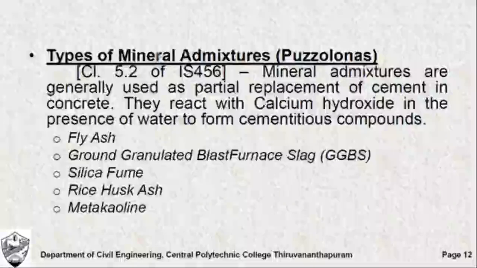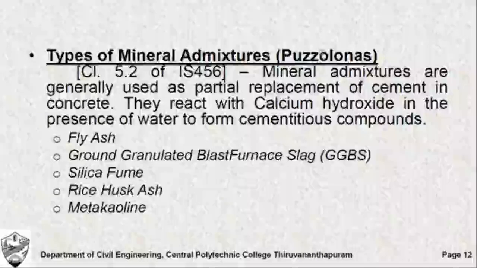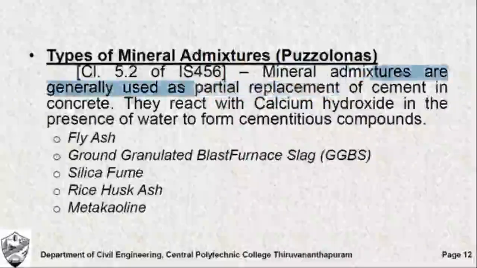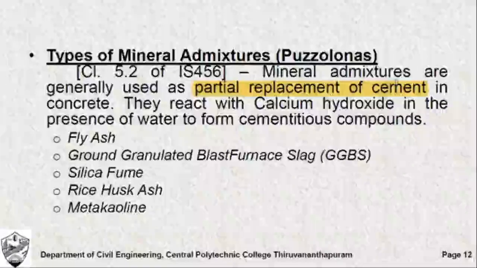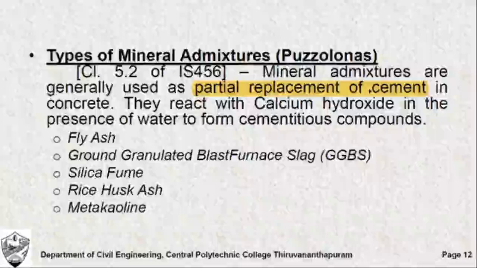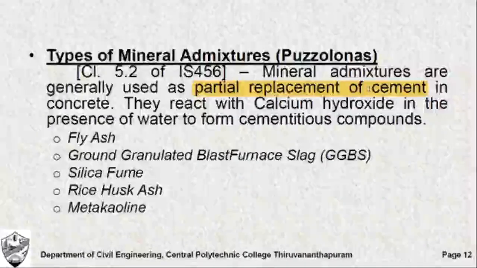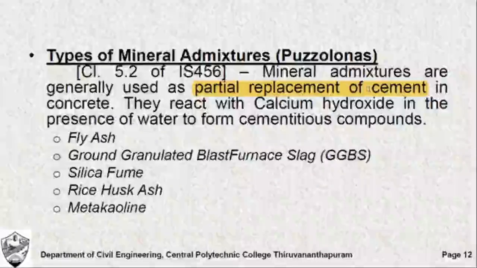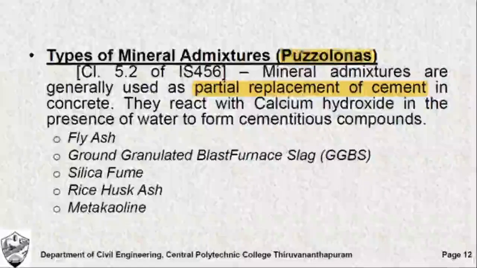Now coming to the types of mineral admixtures. These are also known as pozzolanas. Pozzolanas are materials which are used for partial replacement of cement in concrete. Cement, as you know, is the most expensive material used in concrete, and higher usage of cement leads to lesser economy. It is not affordable for everybody to use higher quantities of cement. So you need something to replace cement, but at the same time perform all the functions of cement, for which you need pozzolanas. Mineral admixtures perform the function of pozzolanas. They partially replace cement in concrete.